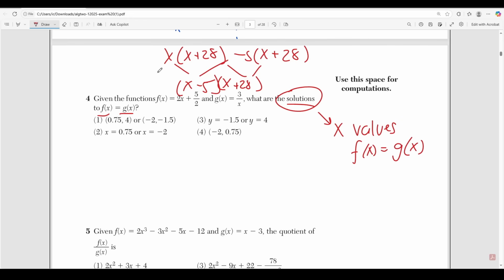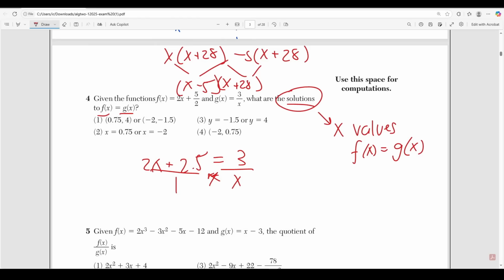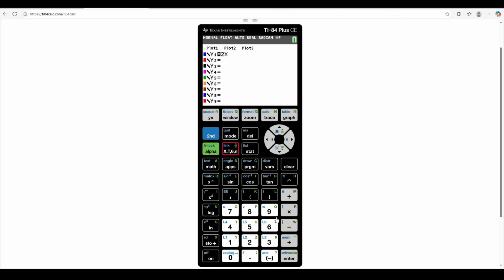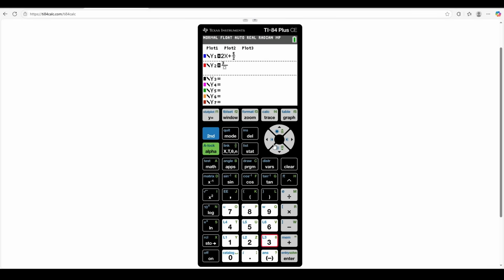So we could do math, right? We can set these two equal to each other. We can say that 2x plus 2.5, because that's what 5 over 2 is equal to, 3 over x, and then we can cross multiply and do a lot of math, or we can use our calculator. So I'm going to do that. So in my calculator, I'm going to go ahead and press y equals to get into the graphing portion, and I'll do 2x plus 5 over 2. And then in my second slot here for my second graph, I'll plot 3 over x, and I'll hit graph.